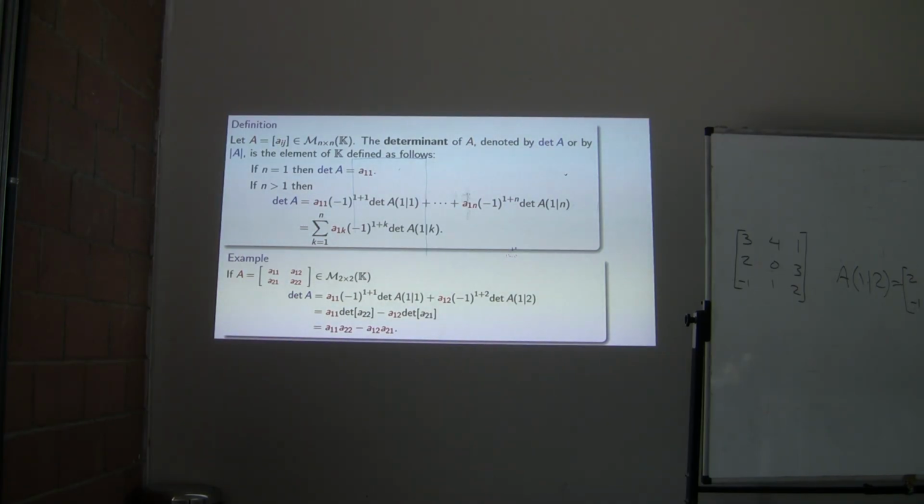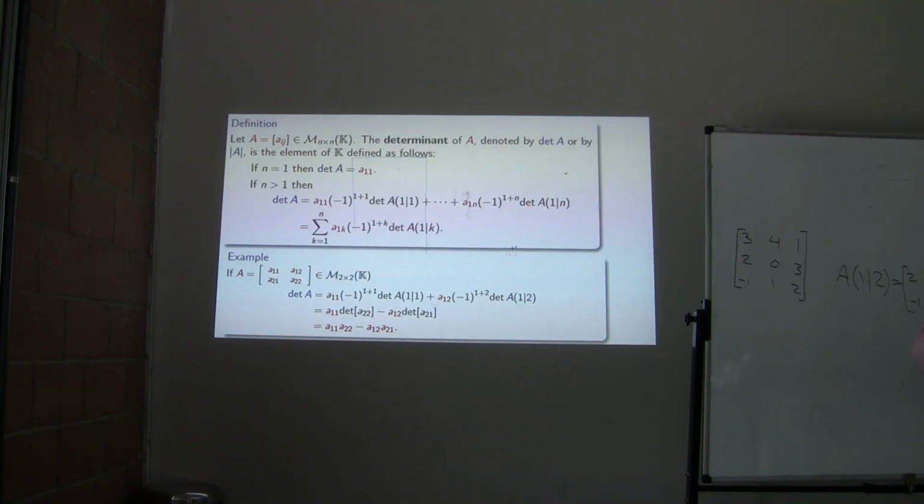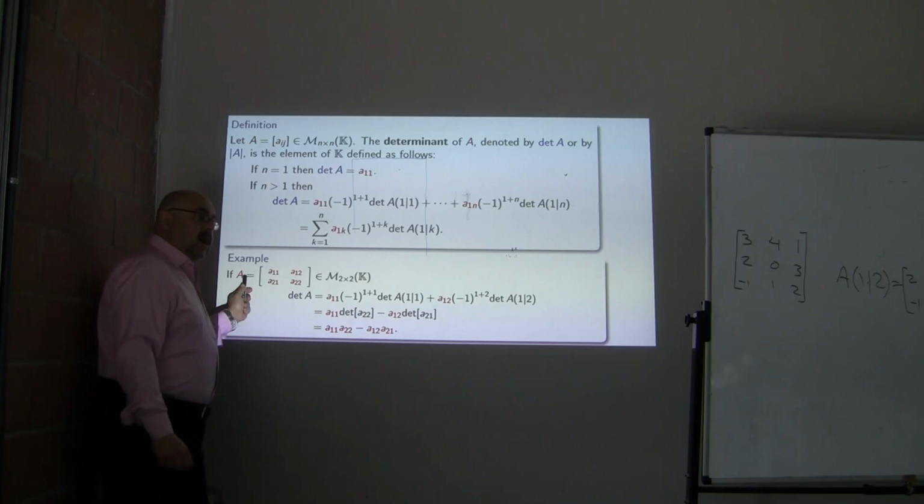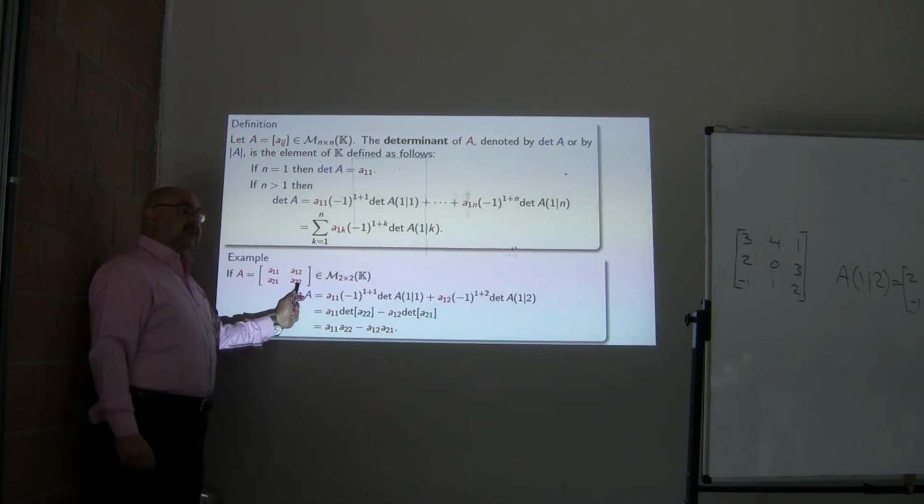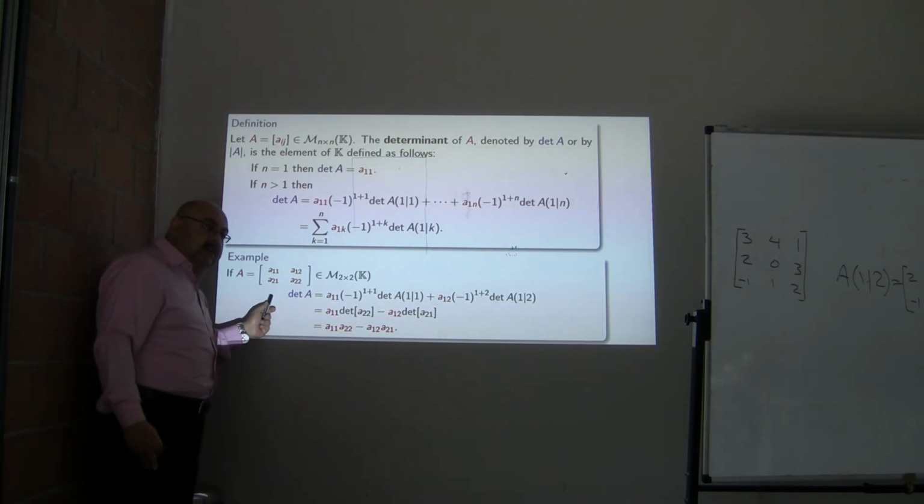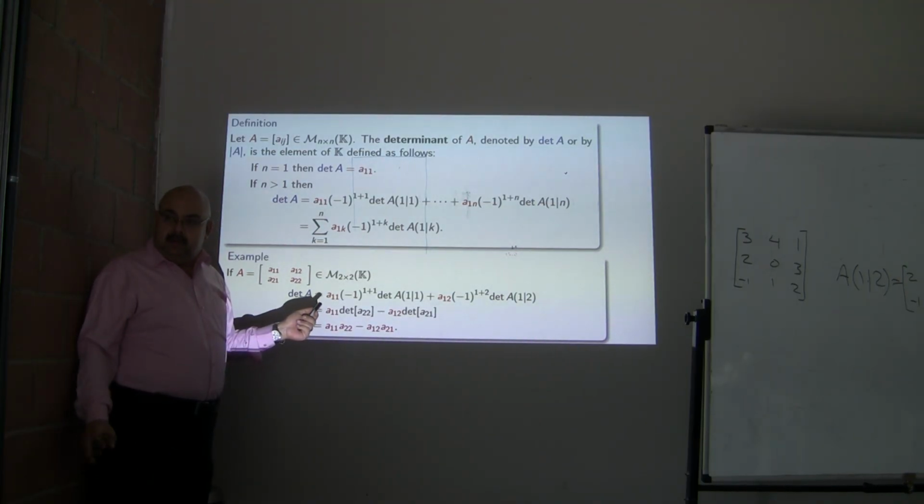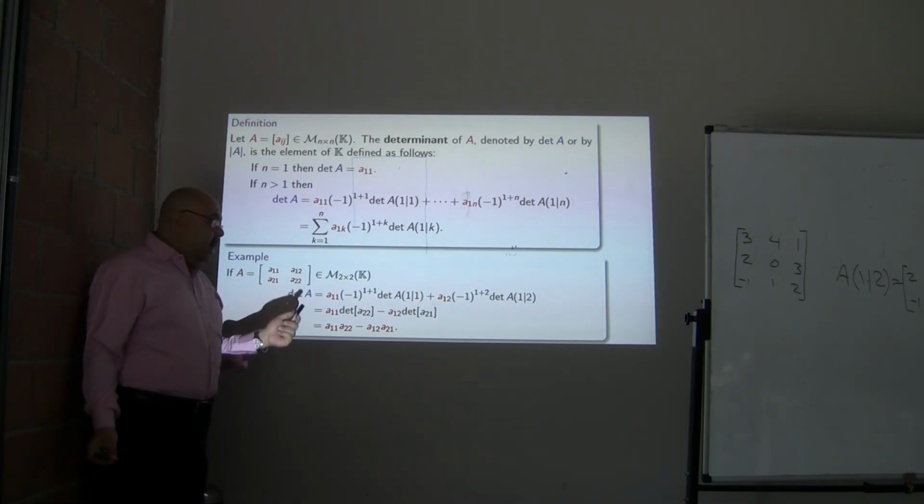So a 2 by 2 determinant is very easy to evaluate, as you already know. If I want to evaluate the determinant of this matrix, I will multiply the elements of the principal diagonal minus the elements of the secondary diagonal. Does anyone not know this? You know it, right? So where did it come from?